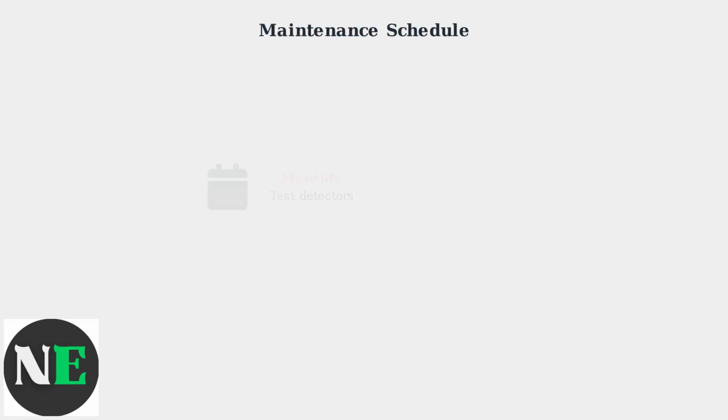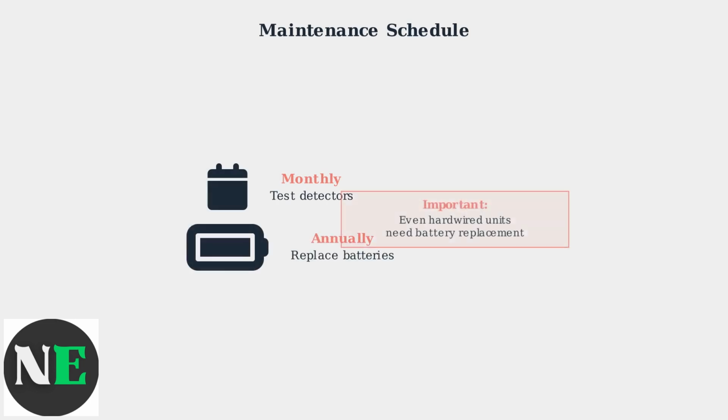To prevent these issues, test your smoke detectors monthly using the test button and replace batteries annually, even in hardwired units. This simple maintenance schedule ensures your detectors function properly when you need them most.